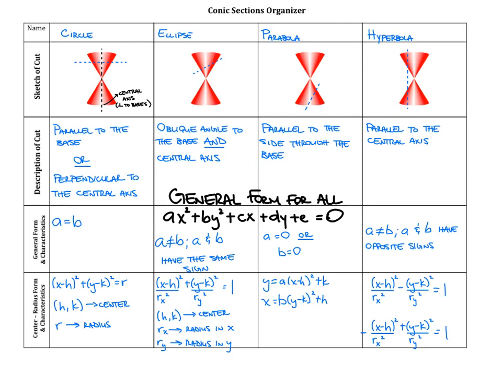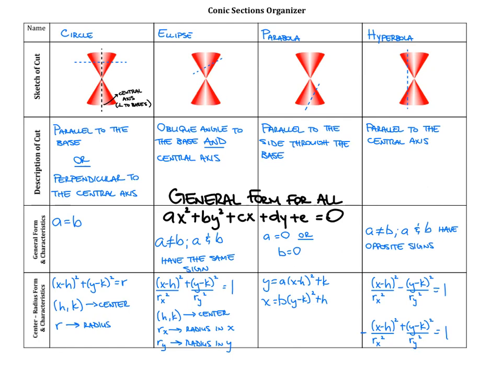When we look at conic sections, we typically are placing two cones vertex to vertex to form that hourglass shape. Different types of cuts give us different types of sections, and we have circles, ellipses, parabolas, and hyperbolas.